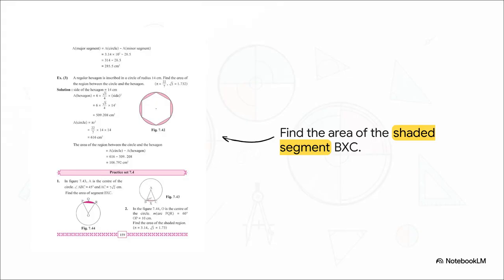I'm pointing your attention now to practice set 7.4 in your materials, specifically question 1. You'll see the figure on your screen. The center of the circle is A. The central angle BAC is given as 45 degrees, and the radius AC is given as 7√2 centimeters. Our goal is to find the area of the shaded segment BXC down at the bottom.